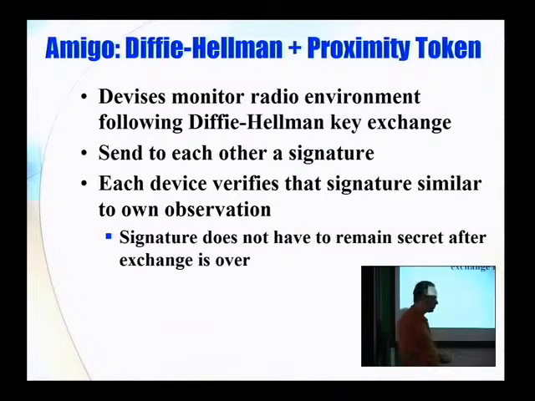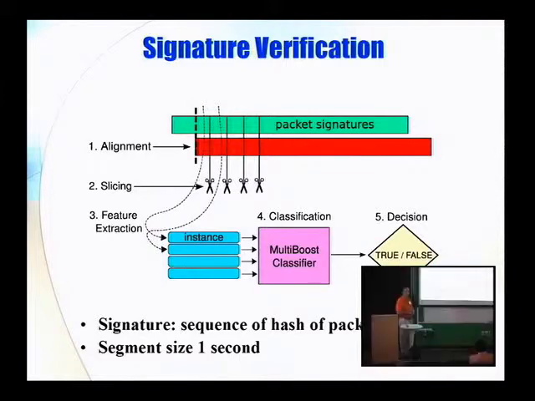And so the way it works is we monitor the radio environment. We distill a token out of monitoring the radio environment, and then we exchange a signature of our observation. The two devices get to compare the signature they got from the other device with their own observation, and based on that, they determine whether the other device is nearby or not. It works in the following way.